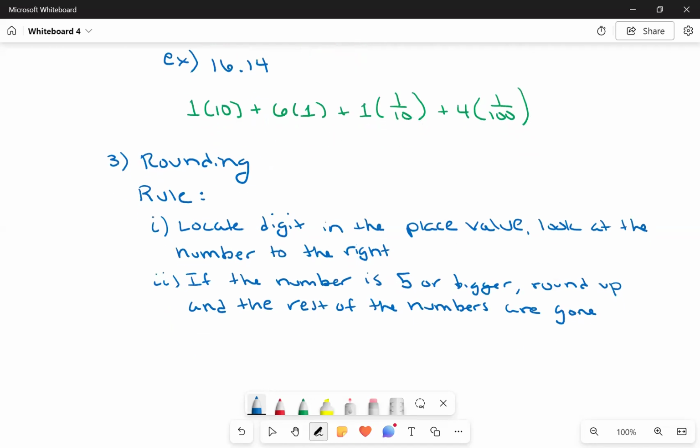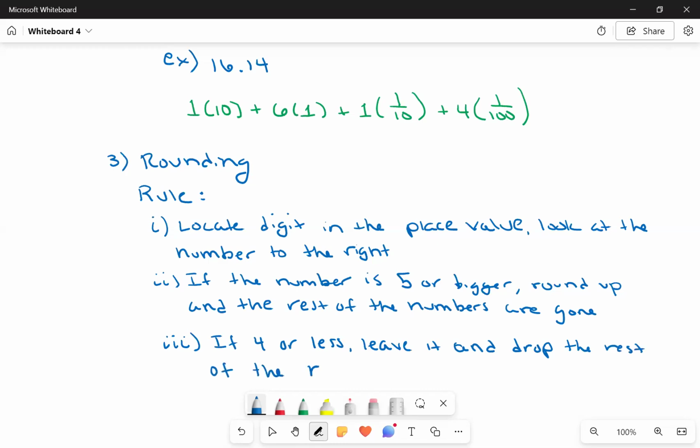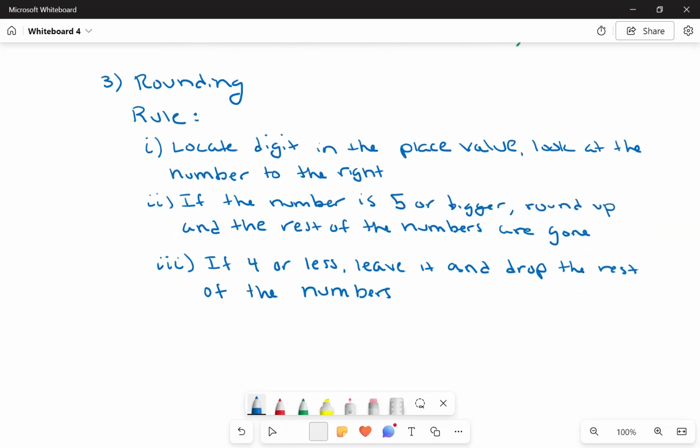And then if it's 4 or less, leave it and drop the rest of the numbers. So they make a point of mentioning with decimals, we don't write any of the zeros following the decimal any longer. Okay. So here, let's just do a couple examples to feel good about it.